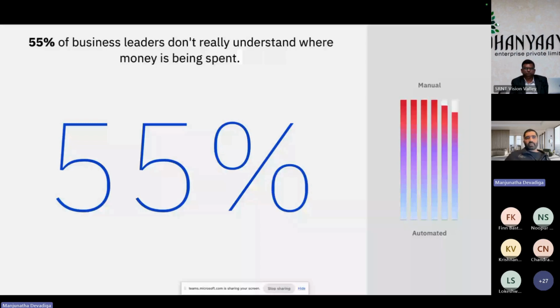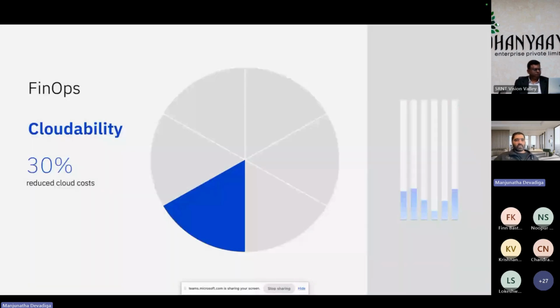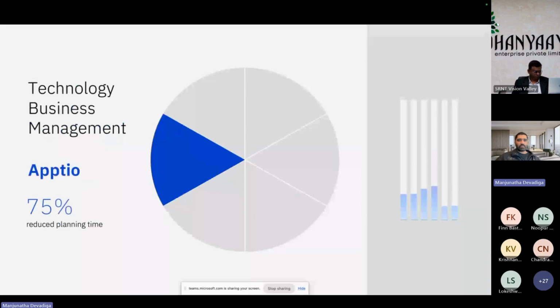And then the other piece which we brought up earlier was that 55% of business leaders don't have any insight about where they're spending their money. So let's see how we can address that problem. That is addressed through the IBM solution Cloudability. Cloudability provides you that insight in terms of where you are spending this cost. So that is the Apptio piece.